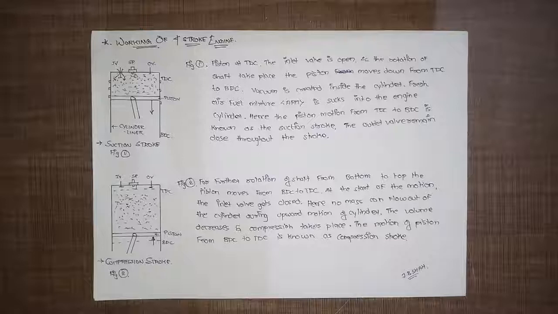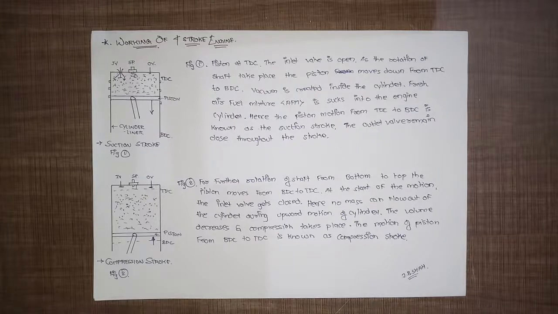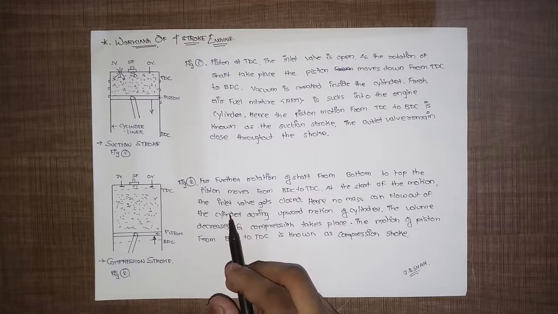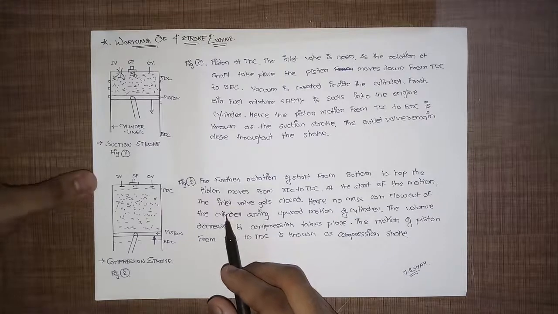This is Sebisa. Today we are going to discuss the working of a 4-stroke SI engine. Since we have a petrol engine, and in a petrol engine a spark plug is used, there will be a spark ignition. That's why it is called a spark ignition engine. There are four main strokes: suction stroke, compression stroke, power stroke, and exhaust stroke.